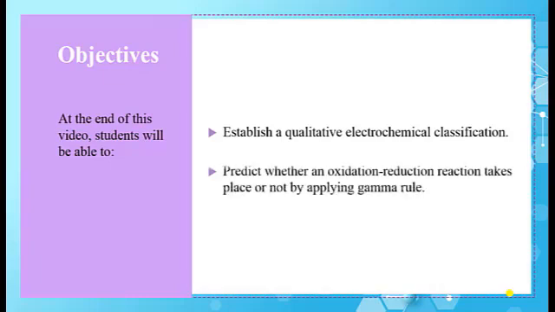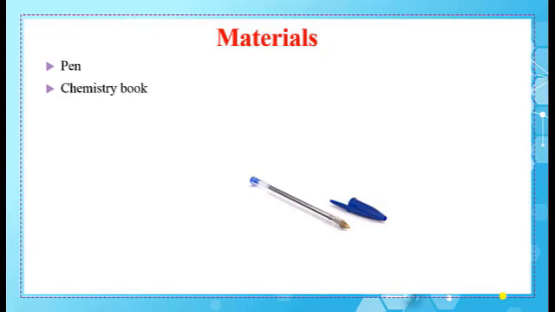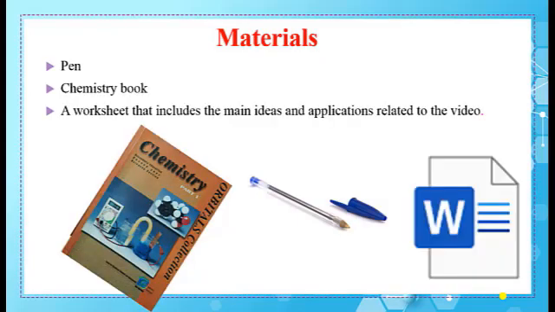At the end of the session you will be able to establish a qualitative electrochemical classification and predict whether an oxidation reduction reaction takes place or not by applying the gamma rule. The materials you're going to need during this session are a pen, your chemistry book, and a worksheet that you are supplied with that includes the main ideas and applications related to the video.